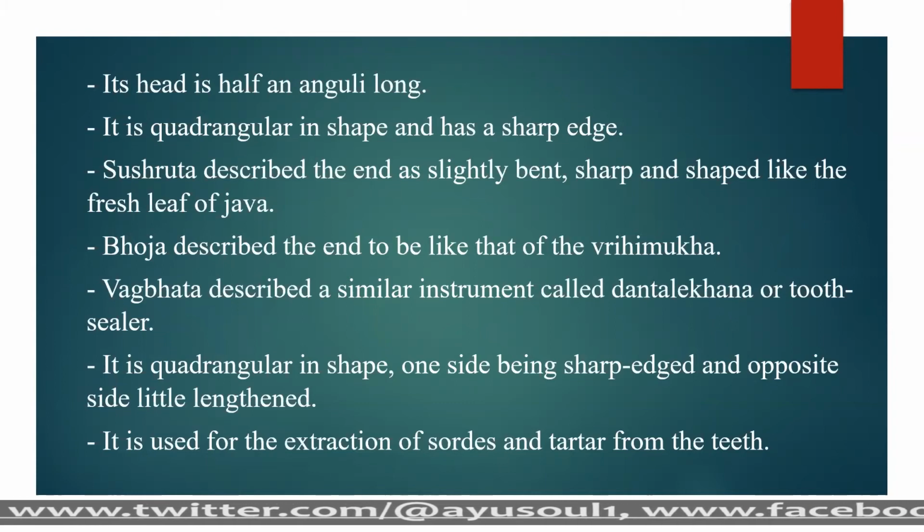Acharya Vagbhata described a similar instrument called Danta Lekhan, or tooth scraper, which is quadrangular in shape, one side being sharp-edged and the opposite side a little lengthened. It is used for the extraction of sawdust and tartar from the teeth.